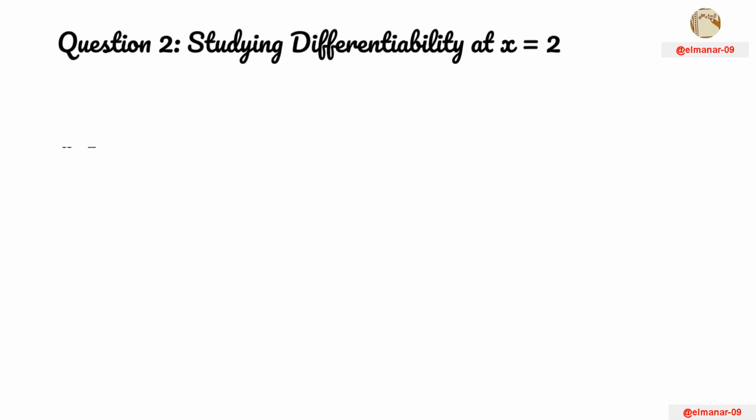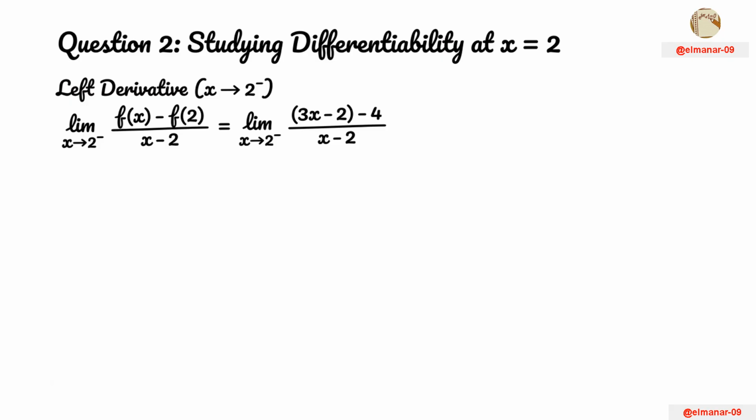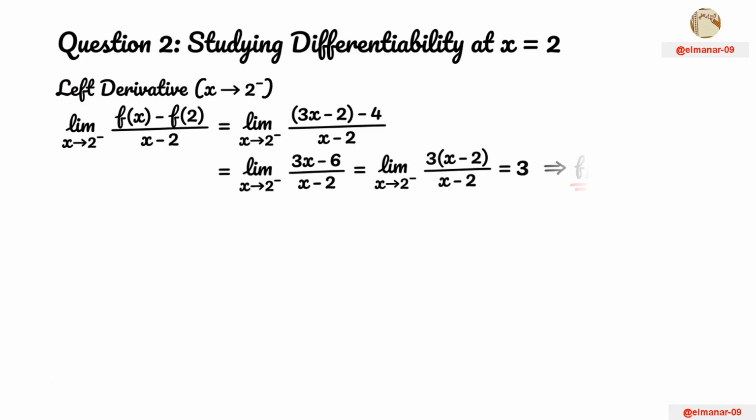Now for question 2, studying differentiability at x equals 2. We need to check the left and right derivatives separately. For the left derivative, we use the linear part. The limit of f of x minus f of 2 divided by x minus 2 simplifies to the limit of 3x minus 6 divided by x minus 2, which is exactly 3. So f prime left of 2 equals 3.